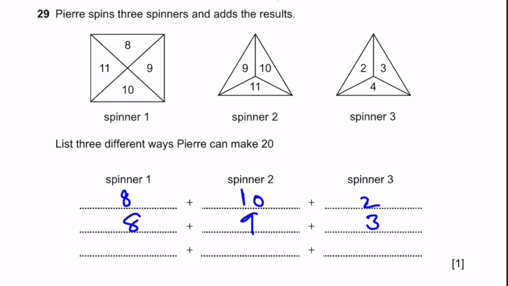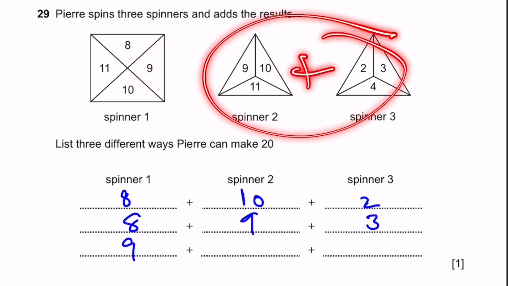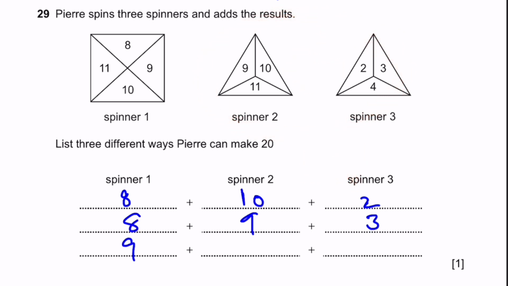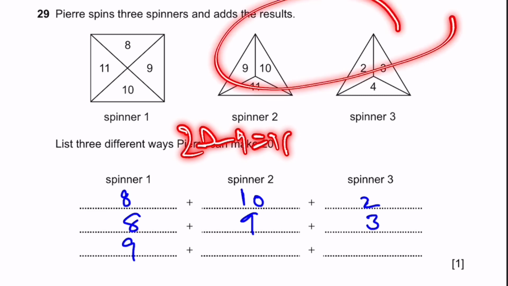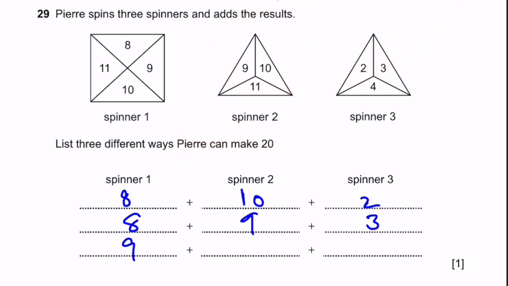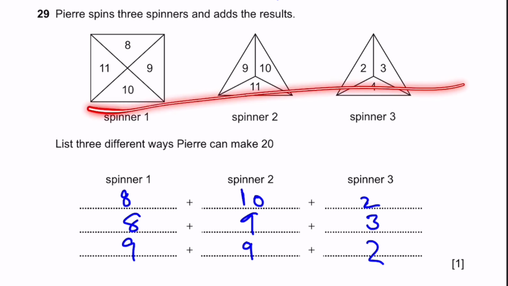Now, let's go to spinner 1 equals 9. That means spinner 2 plus spinner 3 must be equal to 11, for the same reasons. 20 minus 9 is equal to 11, and these two must add up to 11. There's only one combination which adds up to 11, 9 plus 2. So spinner 2, 9, and spinner 3, 2. These are the only three combinations that are possible to make 20 if you're using all three spinners.